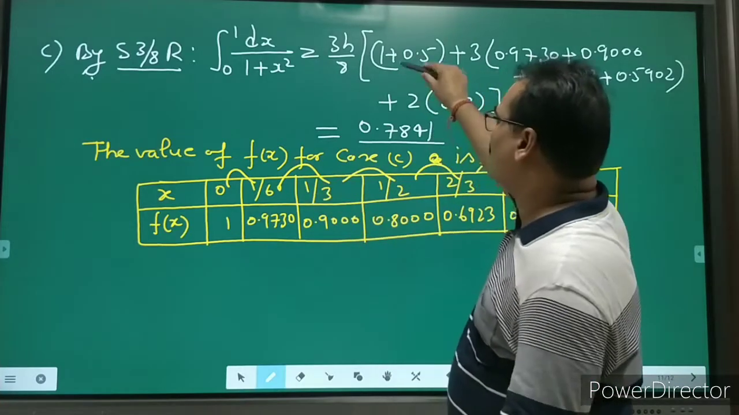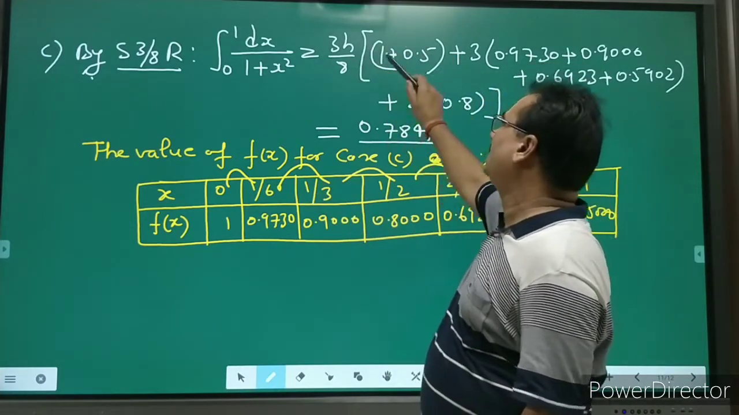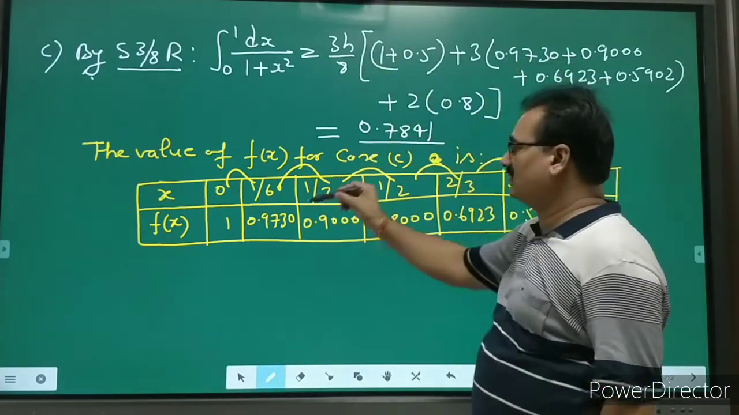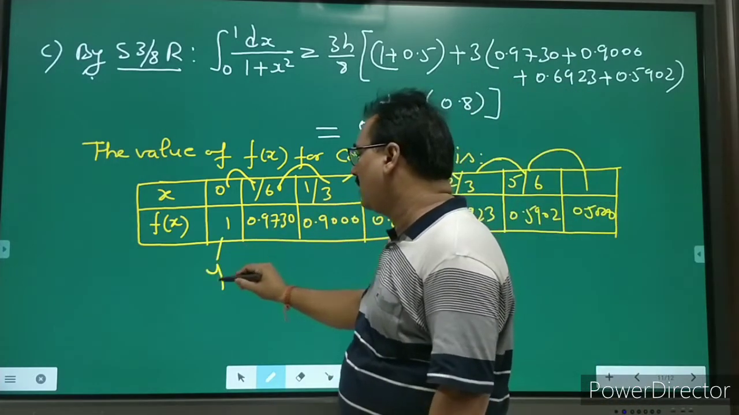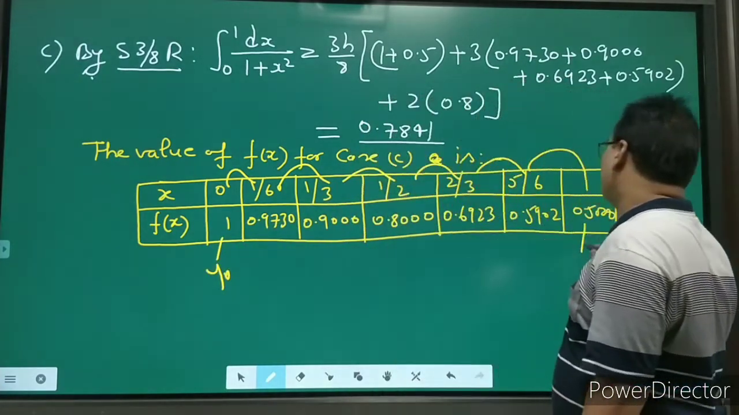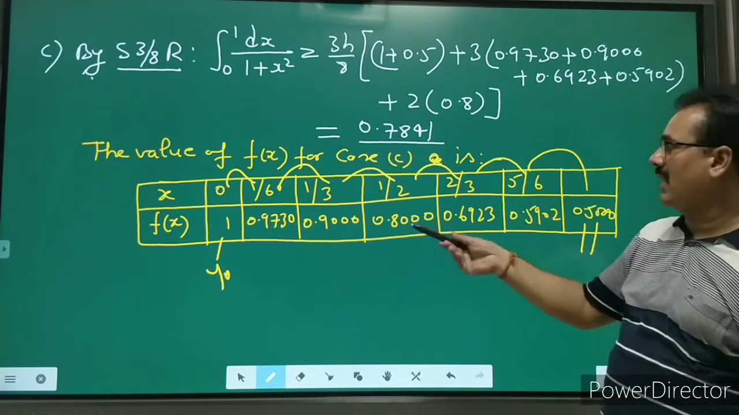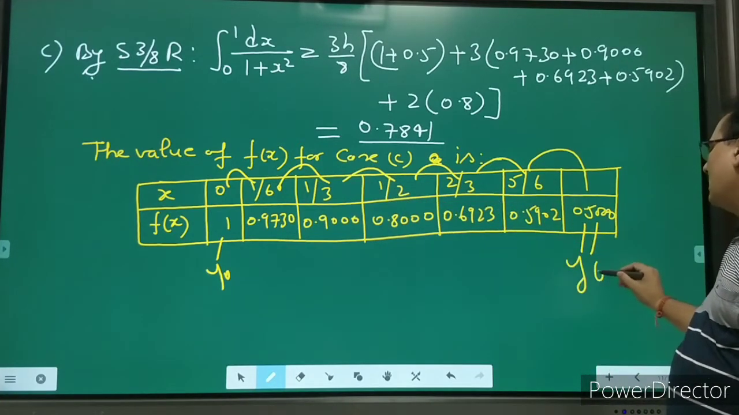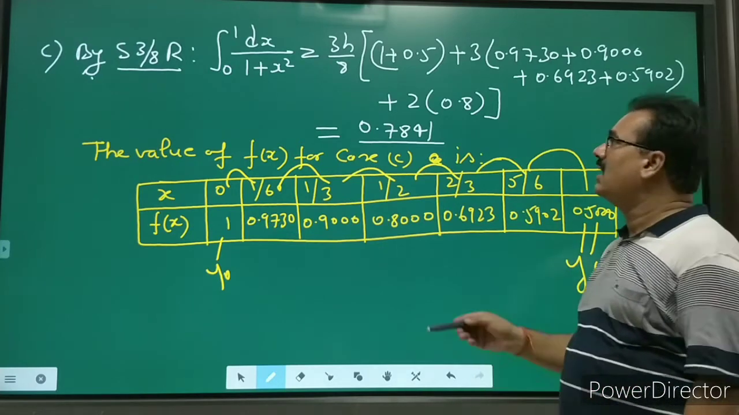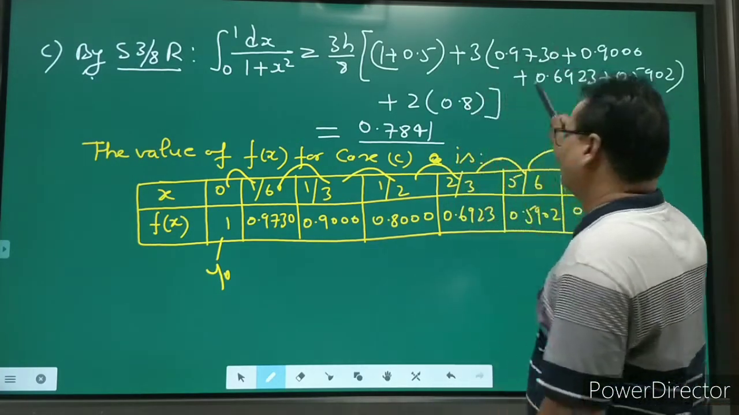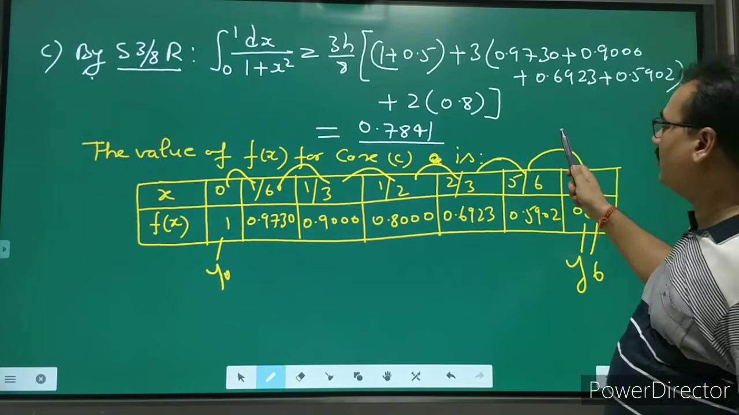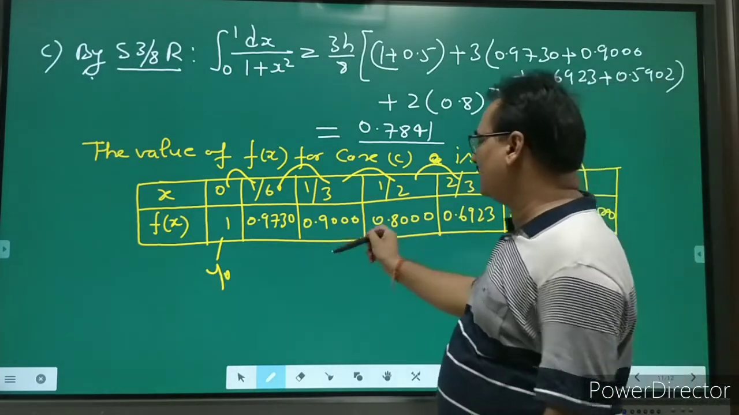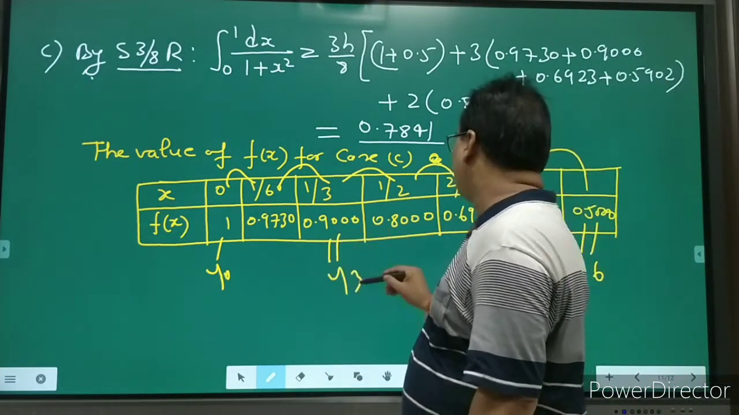So now you use the formula 3h by 8 and first and last term. This is the first term, y0, and this is the last term, that is y6. You check y0, y1, y2, y3, y4, y5, and y6. So this is y6, the first and last term, and then plus 3 times. 3 times is for the multiples of 3. Multiple of 3 means this is y3. So this is y3. Okay.